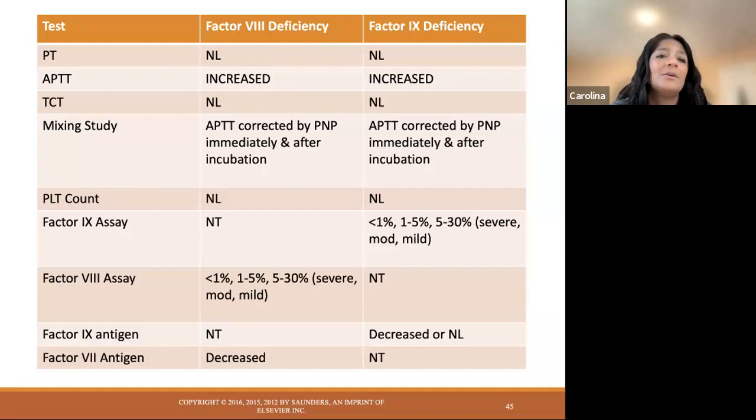With factor 8 deficiency, you could have severe, moderate, or mild deficiency. With factor 9, severe, moderate, or mild as well. That's going to come from assessing the factors by doing a factor assay. We can also do an immunologic test with the factor 9 or factor 8 assays. Oh, there's a typo here. You should put factor 8 here for me, please.